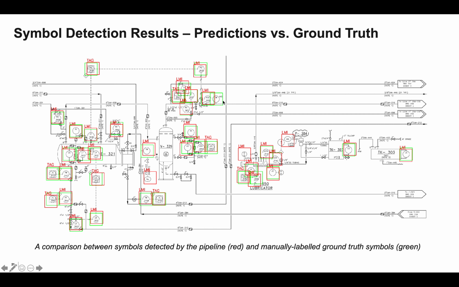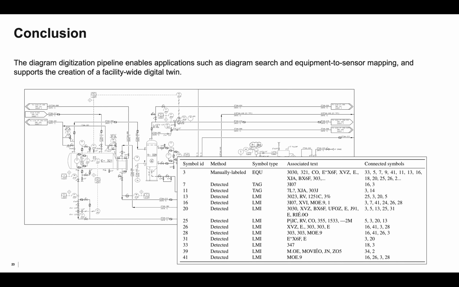So our diagram digitization pipeline transforms unstructured diagrams into structured information and empowers applications such as diagram search and equipment to sensor mapping. When combined with operational data, our pipeline supports the creation of a digital twin, which can enable applications such as machine learning-based predictive maintenance. We hope to use this pipeline to transform legacy engineering drawings and power the next generation of industrial AI applications. Thank you.